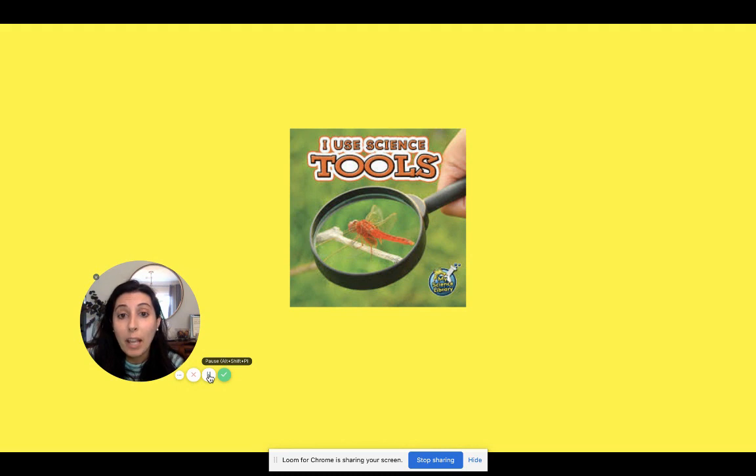Now I have a book to read to you. It's called I Use Science Tools. We already learned about some science tools from our Brainpop Jr video. Let's keep growing our knowledge by reading this book about science tools.